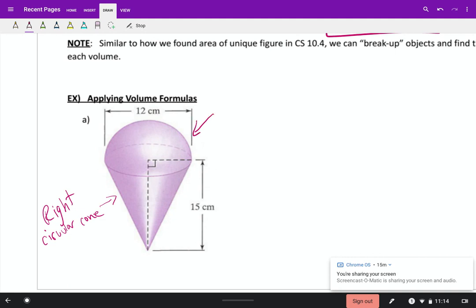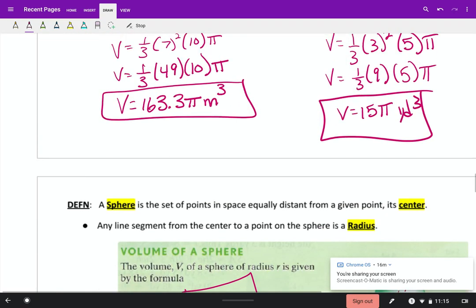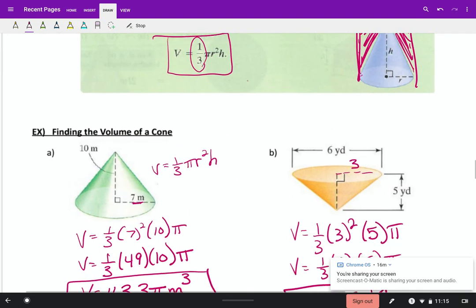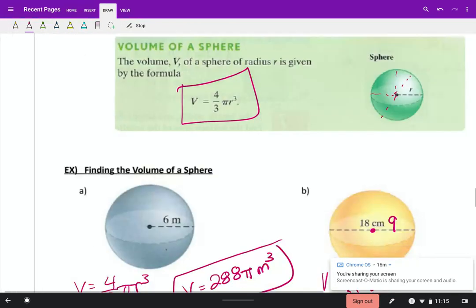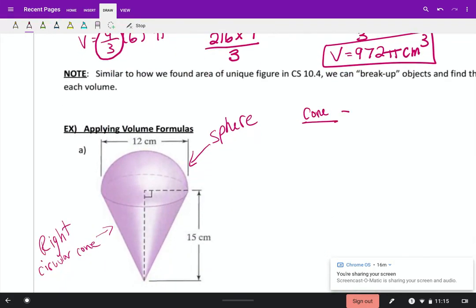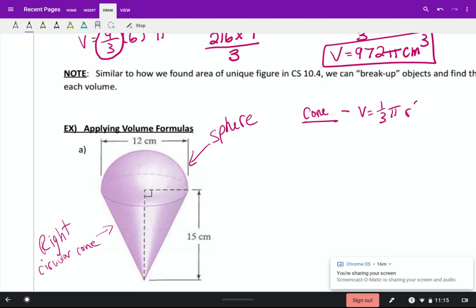And here we have a sphere. But we have half a sphere. So we have the whole right circular cone and half a sphere. So the volume, I'm going to do the cone first. So volume for a cone, let's go back up, because remember, you can use your notes. Volume for a cone is going to be 1/3 pi r squared h. So volume equals 1/3 pi r squared h.